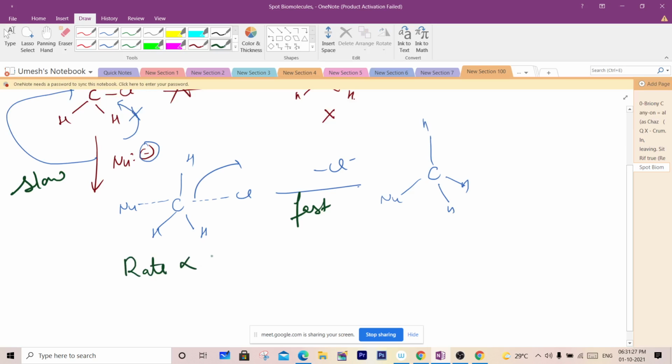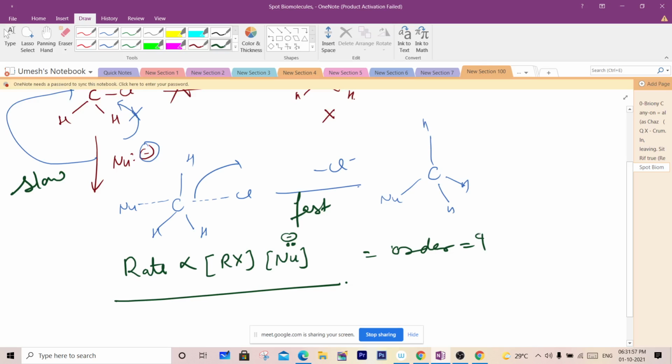The rate of reaction depends upon the slow step. In the slow step we have two things: one is the RX, the other is the nucleophile. That is why we say the order is equal to 2, 1 plus 1, and so we call it an SN2 reaction. The intermediate is the transition state where old bonds are being broken and new bonds are being formed.